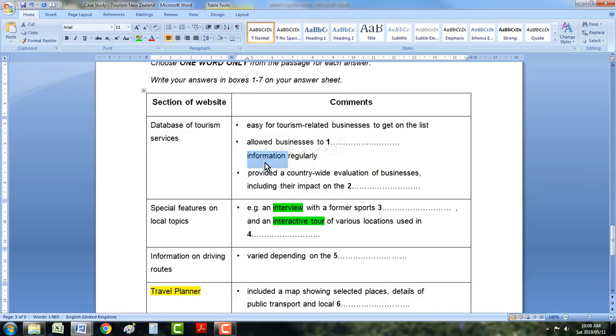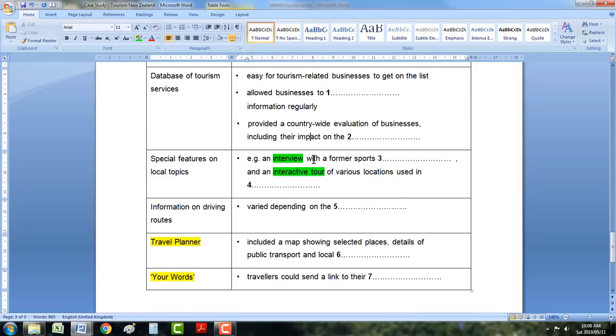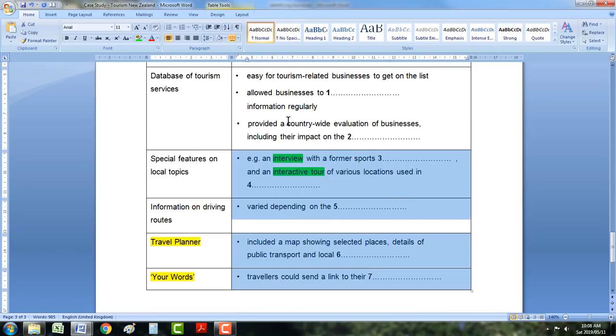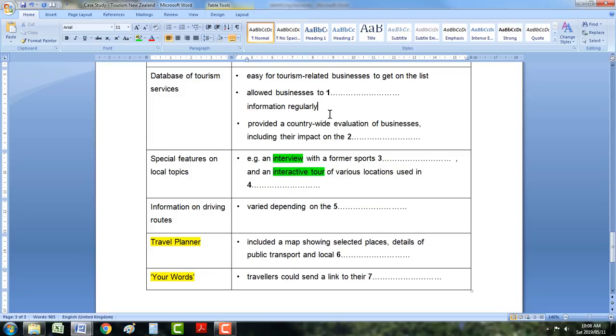Businesses, information, countrywide, evaluation, businesses, maybe impact, and try and find those. It's a little bit more difficult to find those because they can paraphrase those a lot. That's how I would do it, but you can get to this point where you're finding these answers in like 2 or 3 minutes. It's your first scan, it's the words that jump out at you, and it's clear, unusual, specific nouns. One more thing I want to say in this.